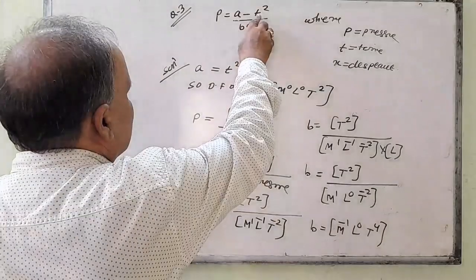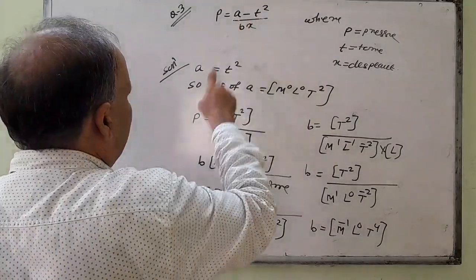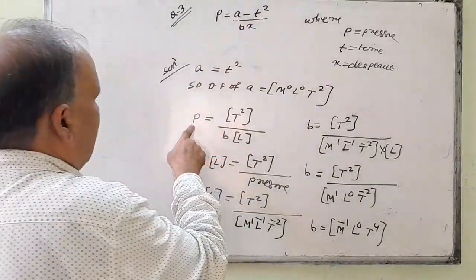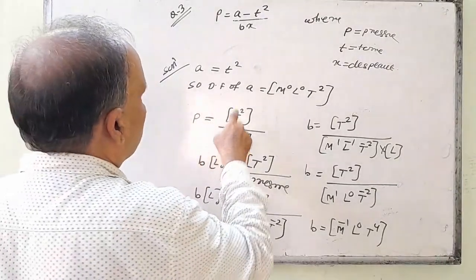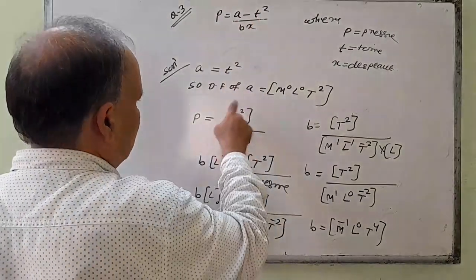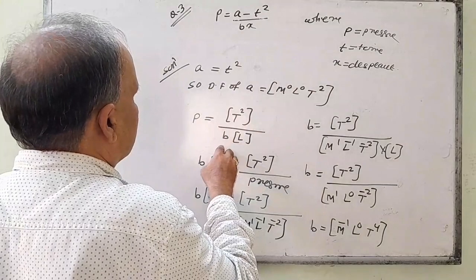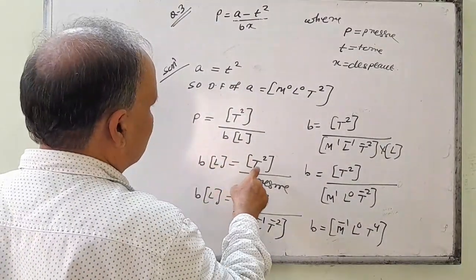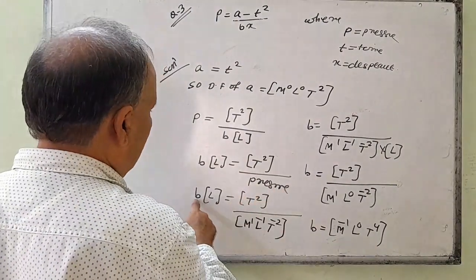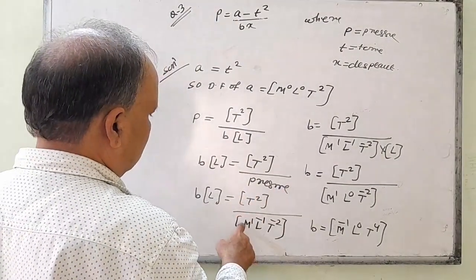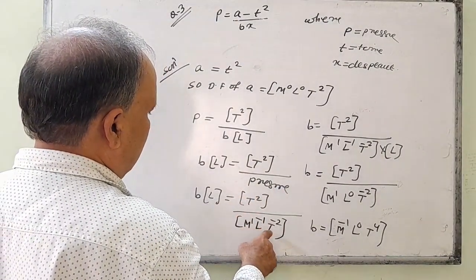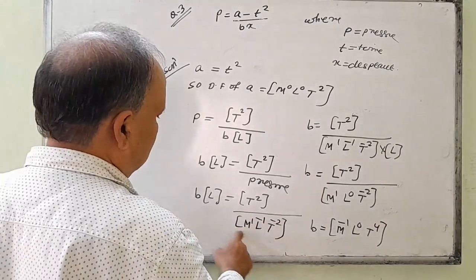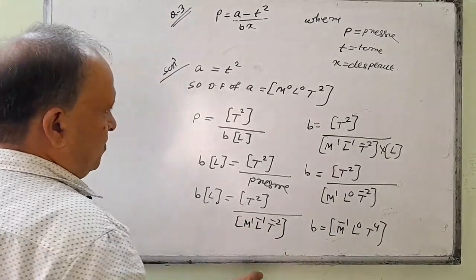You see, since T square is subtracted from A, P must be T square. So P is equal to T square minus T square is equal to T square, that is B into L, or BL is equal to T square by pressure, or BL is equal to T square by M1 L to the power minus 1 T to the power minus 2. You know this is the dimensional formula of pressure.